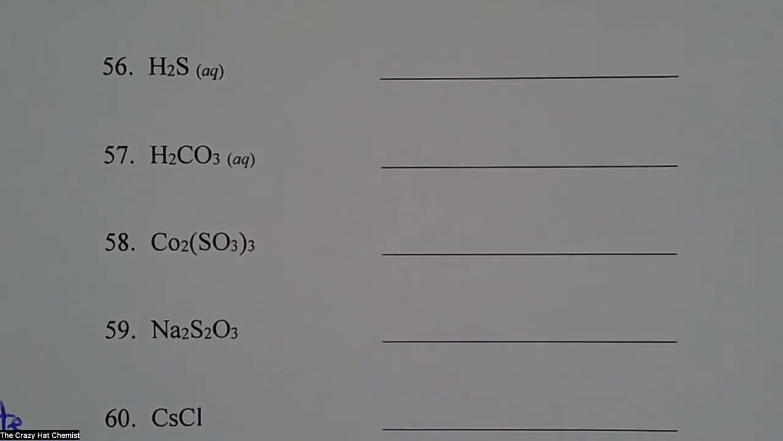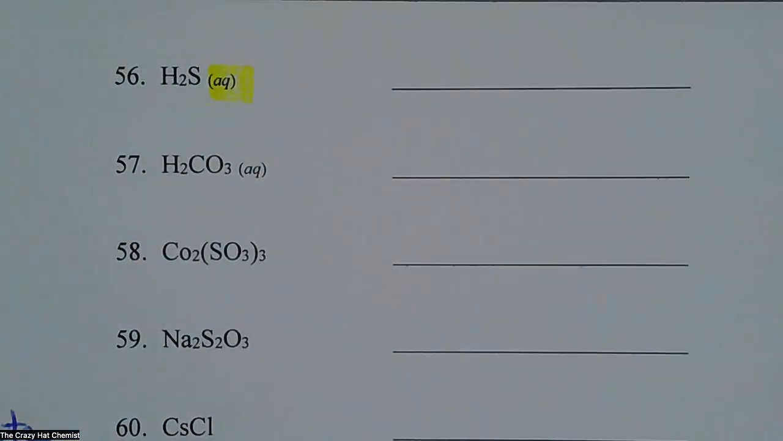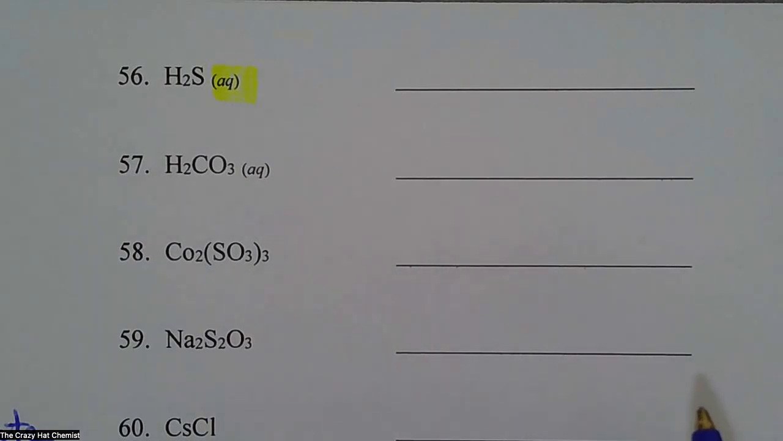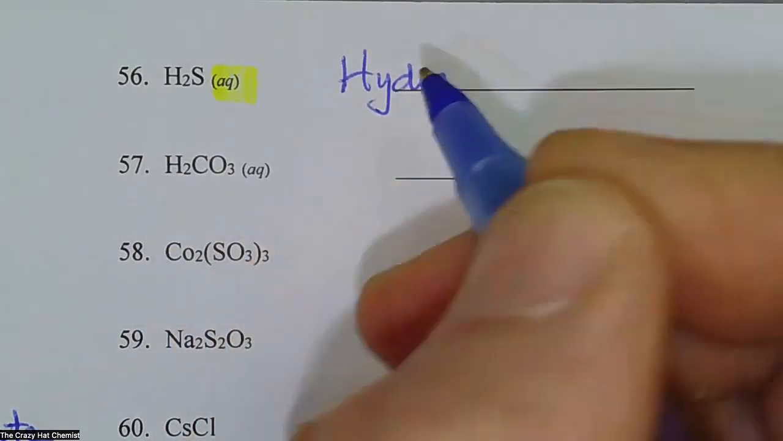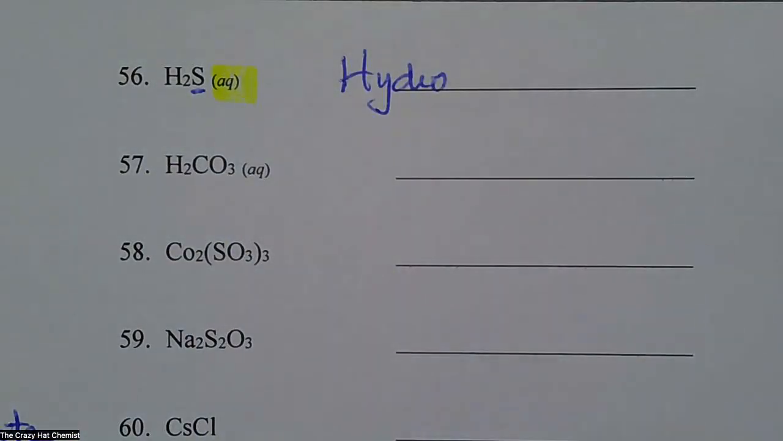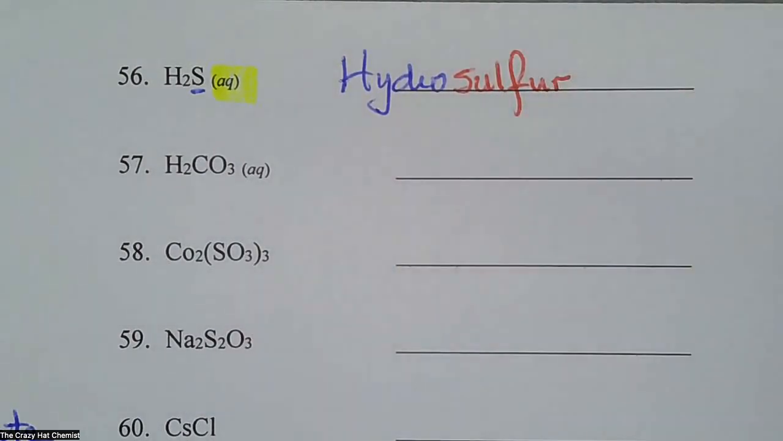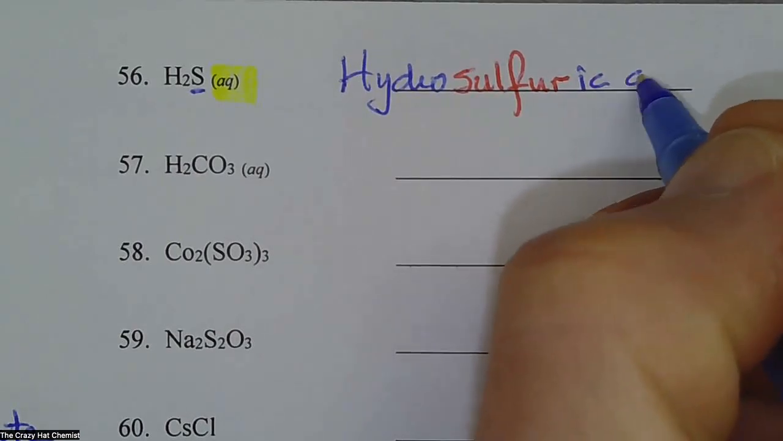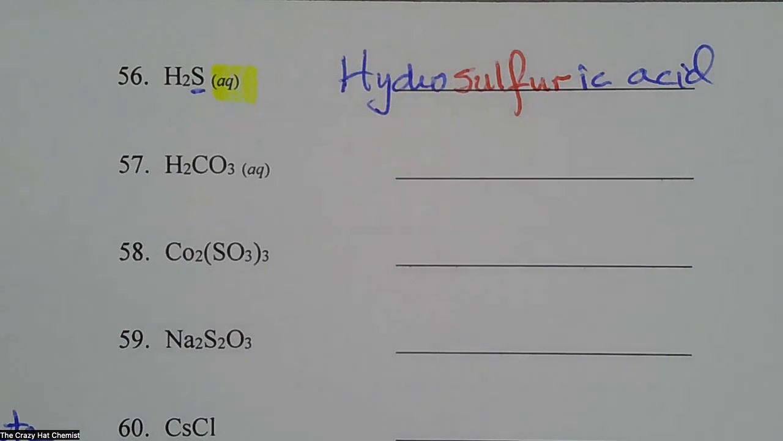Okay, cruising on over. We're going to do another set here. I'm sliding on over here to this other side. All right, so this one is an acid as well, but it's a binary nonmetal acid. So a binary nonmetal acid has a hydro. And then the root word is sulf. Then ic acid. So hydrosulfuric acid is the name of that.